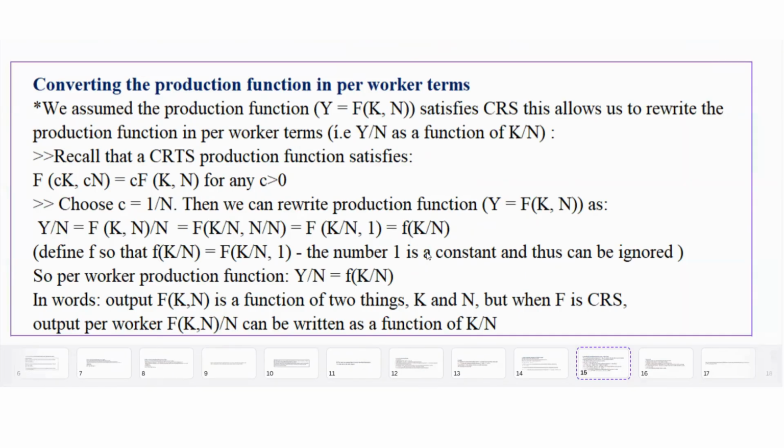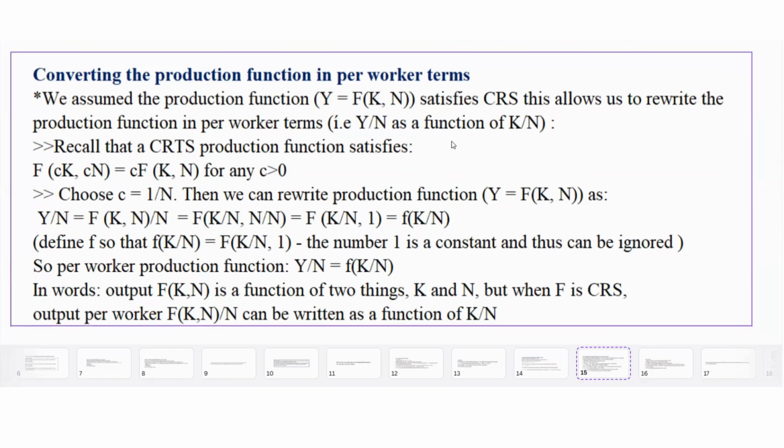Now, this assumption of constant returns to scale allows us to rewrite this production function Y = F(K, N) in per worker terms. Instead of writing output as a function of capital and labor, we want to write that output per worker is a function of capital per worker. What we're using to rewrite it is the constant returns to scale assumption. Recall that the constant returns to scale production function satisfies this property.